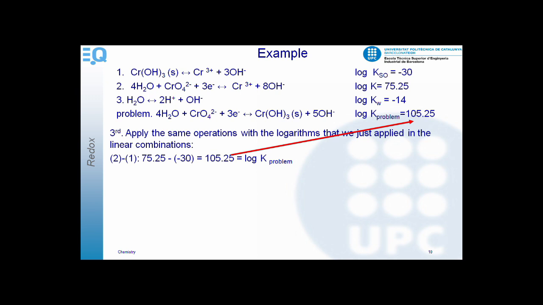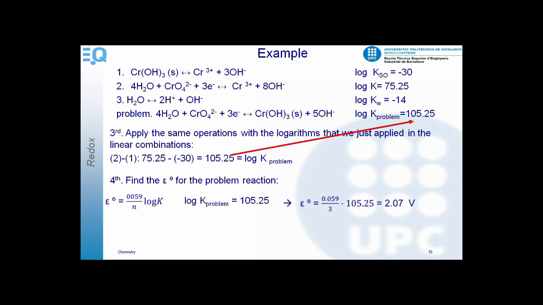Once we have the logarithm of the constant, the last step is to use the Nernst equation again to find the standard potential. In this case, we know the logarithm of the constant and the number of electrons exchanged, 3, and we obtain the standard potential, which is 2.07 volts.